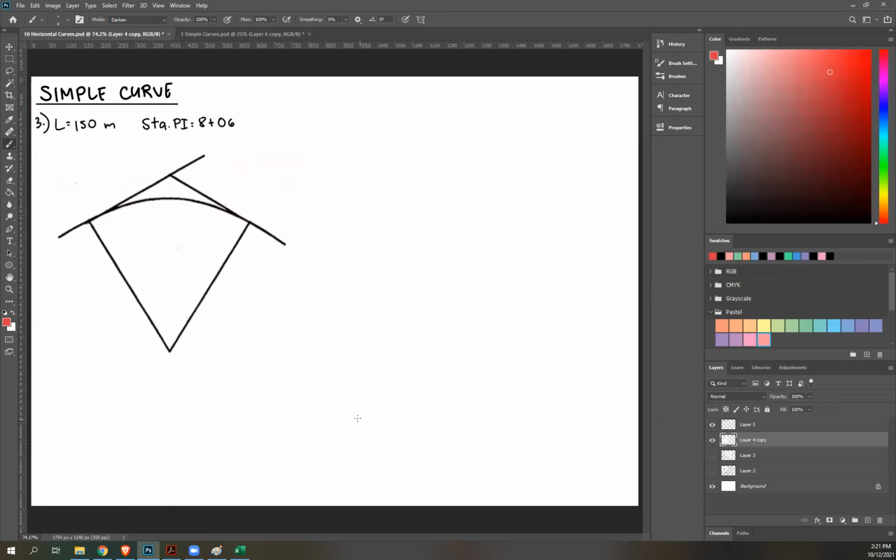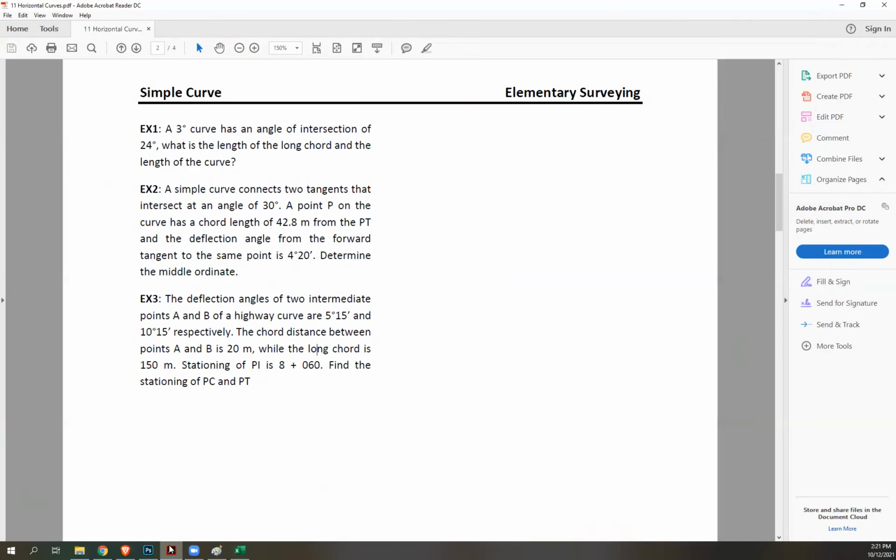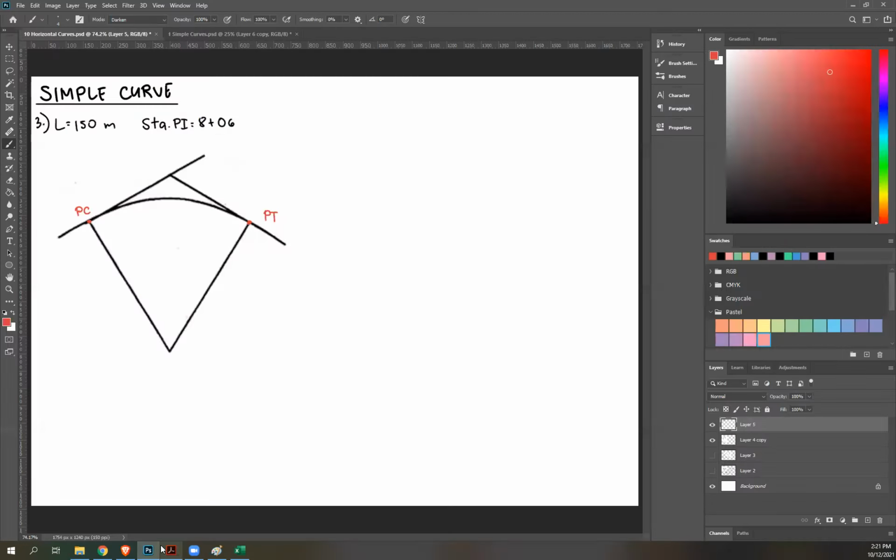Stationing of PC and PT. Okay, let's write what's given. I'll draw it. Deflection angles of A and B are 5°15' and 10°15'. It's not given whether they are from the back tangent or the forward tangent, so usually we start at PC for deflection angle. That means we're starting with the back tangent. So let's choose a point A, let's say here.